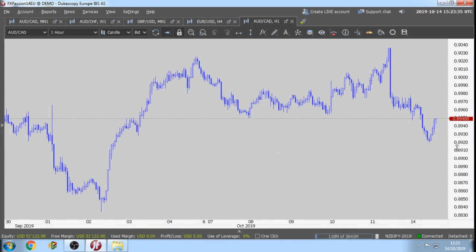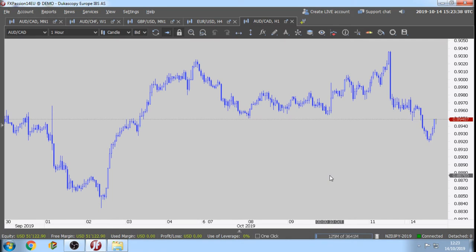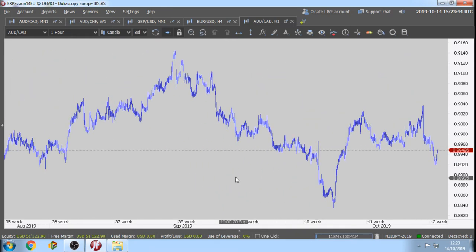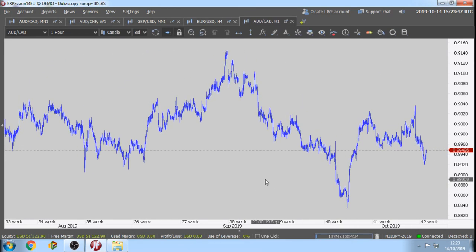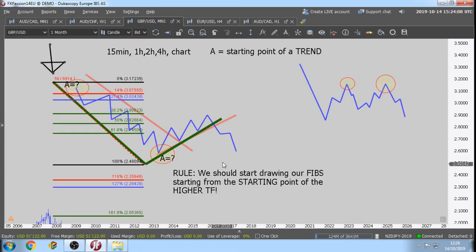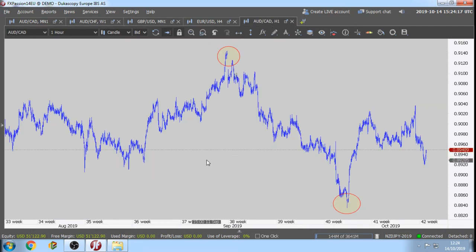And if you're a beginner trader learning the Fibonaccis, and this is what you see, where are you going to start? You're going to compress the chart, right? Where are you going to start, everybody? I'm going to give you a few examples. Are you going to start up in here at the top of the 1 hour chart, or are you going to start at the bottom of the 1 hour chart? What is the rule saying? We should start drawing our fibs starting from the starting point of the higher time frame. So what is the answer?